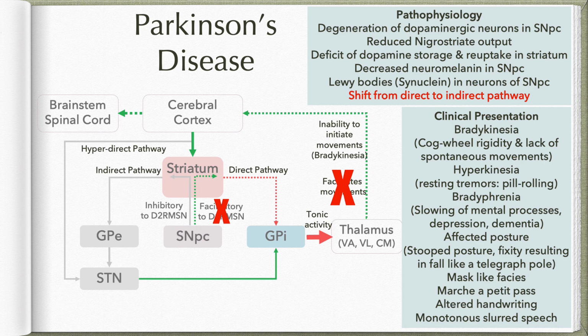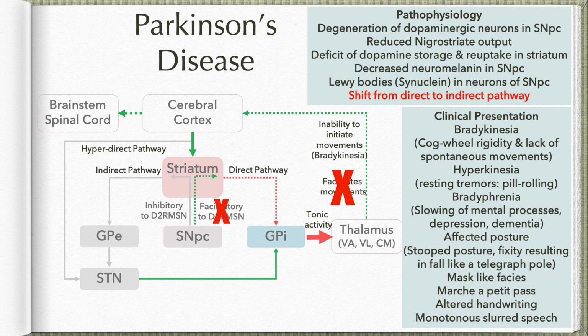The third feature is bradyphrenia. Now, bradyphrenia is basically slowing of mental processes. So there is depression and dementia. In fact, this is one of the ways in which you set this particular Parkinson's disease apart from the upper motor neuron or any other paralytic activity. Firstly, there is no paralysis in case of Parkinsonism. Secondly, it is usually associated with slowing of mental processes.